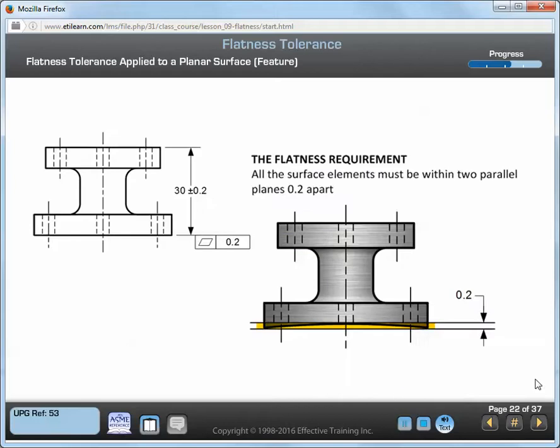Where a flatness tolerance is applied to a surface, the following conditions apply. The tolerance zone is the space between 2 parallel planes. The tolerance zone may be oriented to best fit the high and low points of the surface. All surface elements of the controlled surface must be within this zone. The distance between the parallel planes is equal to the flatness tolerance value. The tolerance zone extends across the length and width of the surface.